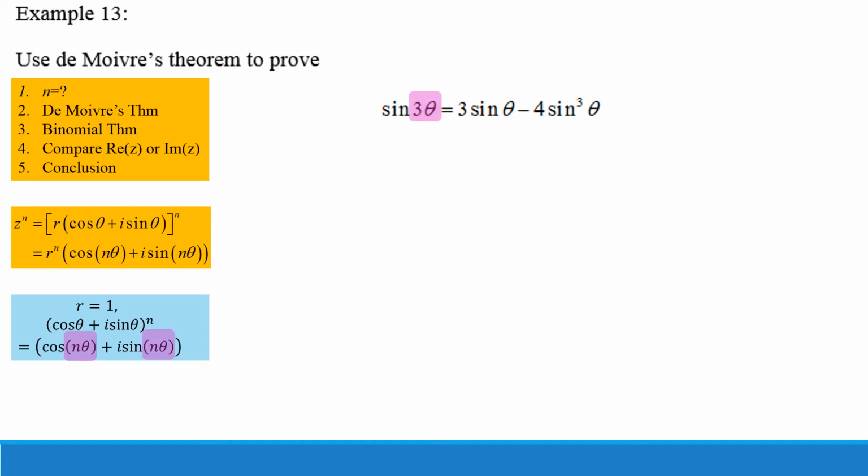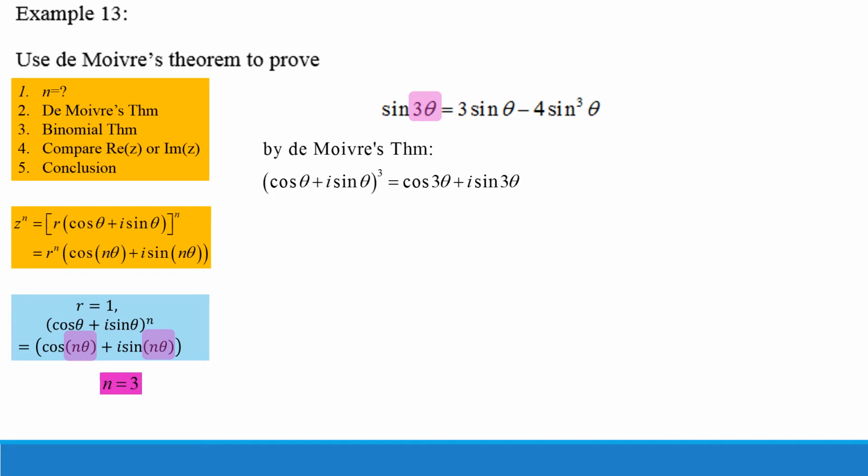Take a look at the question again. Compare the left-hand side, sine 3 theta, and pay attention to the pink box. Now take a look at the blue box on the bottom left. Again, pay attention to the pink boxes. In this case, it should be quite clear that we should choose n equals 3.